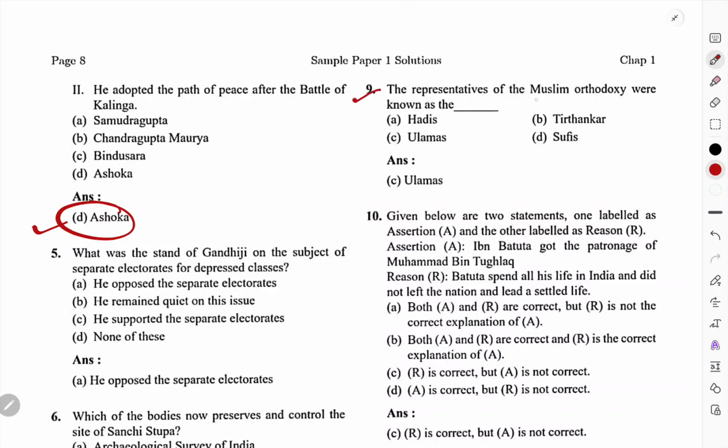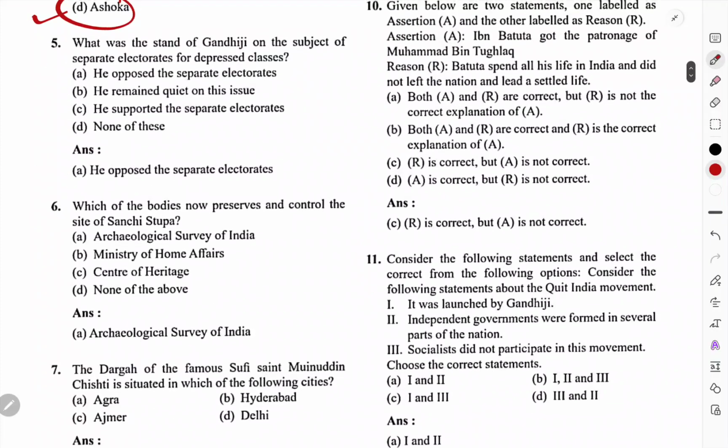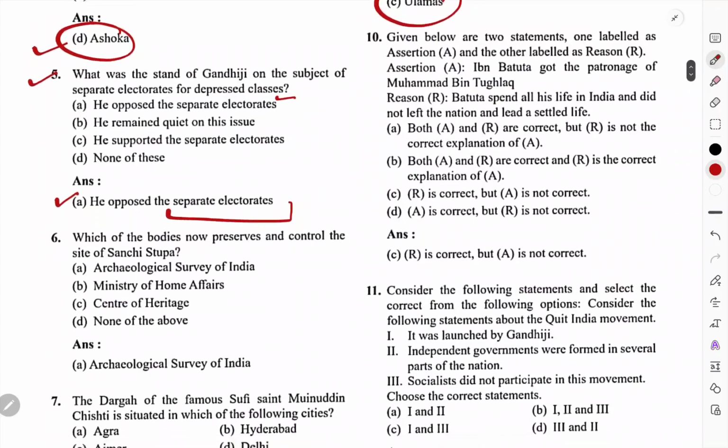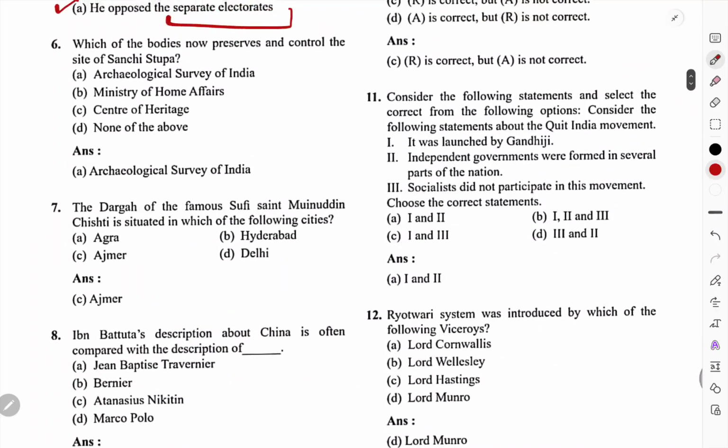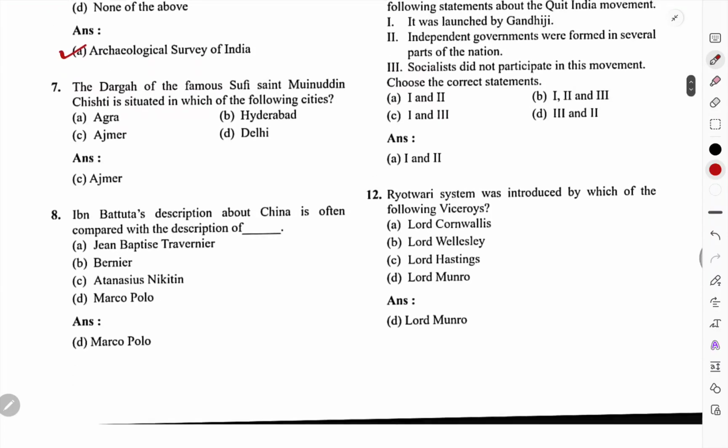The representatives of the Muslim orthodoxy were known as the Ulama. What was the stand of Gandhiji on the subject of separate electorates for the depressed classes? He opposed the separate electorates. Question number 6. Which of the bodies now preserves and controls the site of Sanchi Stupa? The Archaeological Survey of India, ASI.